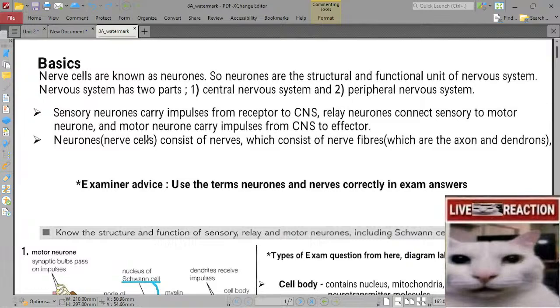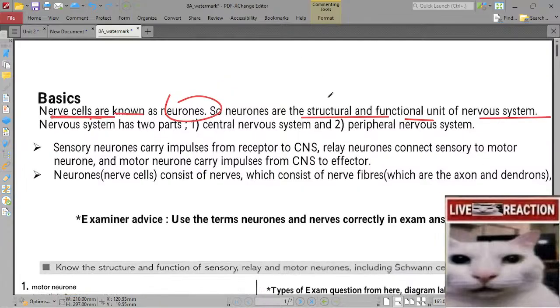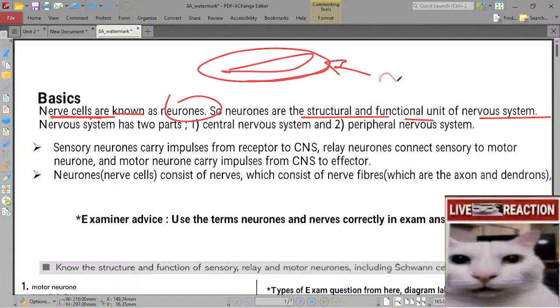So we have neurons. Neurons are going to be our nerve cells. Okay, nerve cells are known as neurons. They're the structural and functional units of the nervous system. Just as muscle fibers are the structural and functional units of our muscular system, I think. The nervous system has two parts. We have the central nervous system.